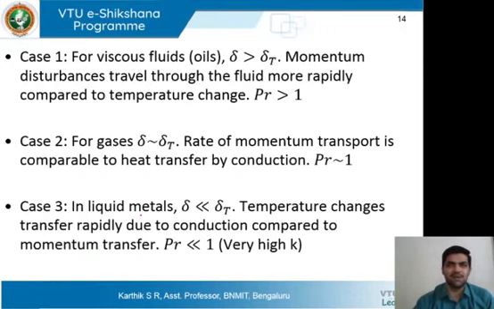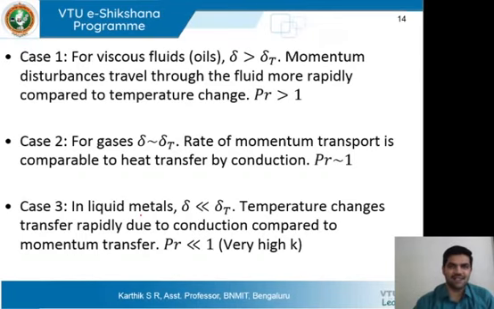It's also important to appreciate the magnitude of these values. When I say velocity boundary layer, it's just in the order of a millimeter from the surface. Even thermal boundary layer is also of the same order. So here the momentum disturbances travel through the fluid more rapidly compared to the temperature change. So for these oils, that is for viscous fluids, Prandtl number is found to be greater than 1.